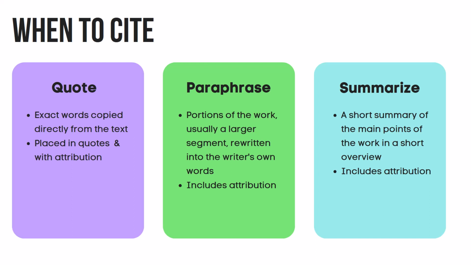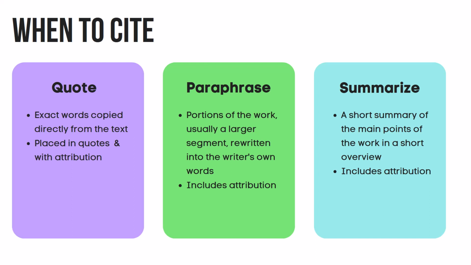There are three main times that you'll need to cite. The first one is quoting. This is an exact word or phrase copied directly from the text. It could be just a sentence, or it could be up to a paragraph, which is called a block quote. When you're quoting directly, you'll need to put that in quotations and have information at the end about the author and page number. It's important to include the author and page number because if I was reading a paper with a quote, I would want to go to the original source and see the context from where it was taken.